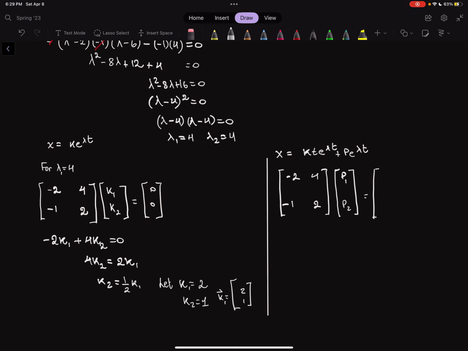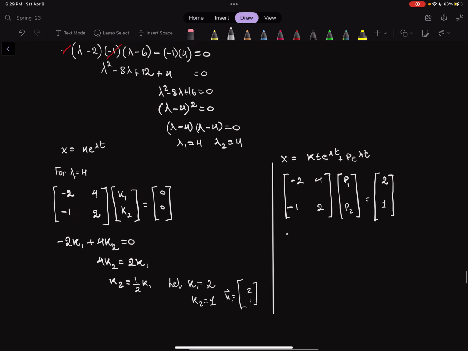And K1 and K2, well, we found it. It's 2 and 1. So now we notice that these are also linearly dependent, the top row and the bottom row, because I can get to the top by dividing the bottom by 2. So I'll just use the bottom. I get negative P1 plus 2P2 equals 1, or P1 is equal to 2P2. So let's say P2 is equal to 1, P1 is equal to 2. So now we can say that our P vector is 2, 1.